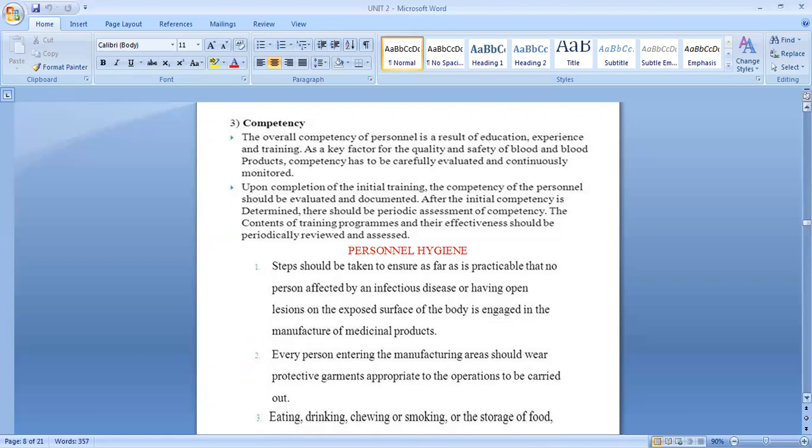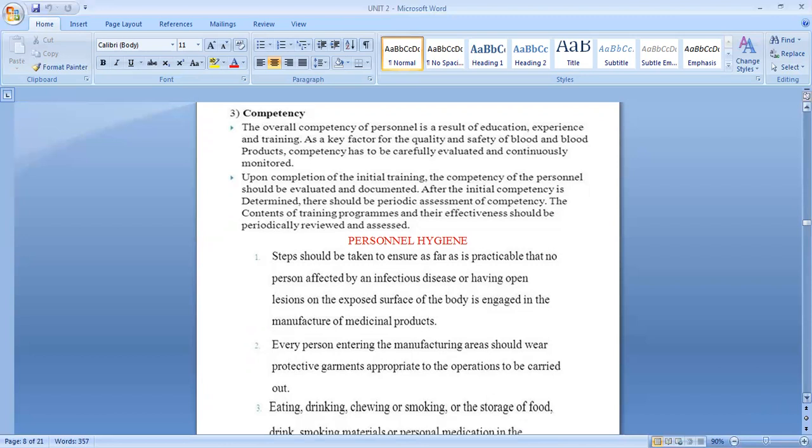Upon completion of the initial training, the competency of the person should be evaluated and documented. After the initial competency is determined, there should be a periodic assessment of competency. The content of the training program and its effectiveness should be periodically reviewed and assessed. Now comes the personal hygiene.